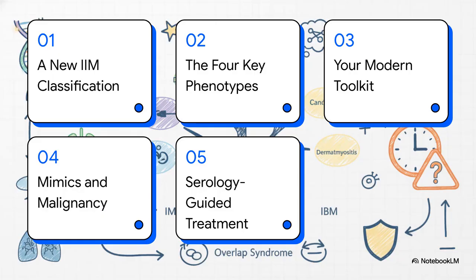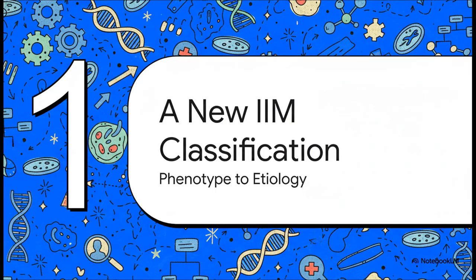So here's our game plan. We'll walk through the new classification system, break down the 4 key clinical pictures you'll see, go over the modern diagnostic toolkit, talk about navigating mimics and malignancy, and then tie it all together with serology-guided treatment. Okay, first up, let's talk about this fundamental shift.